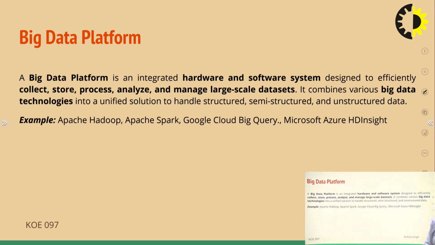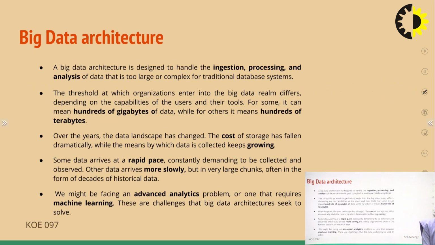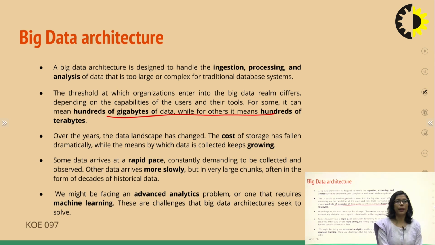It combines various big data technologies into a unified solution to handle structured, semi-structured and unstructured data. The examples are Apache Hadoop, Spark, Google Cloud BigQuery, Azure. All these are very important examples of big data platforms. Now, what is the big data architecture? It is the architecture of a big data platform. It should be able to ingest the data, process the data as well as analyze the data, right? So we can store hundreds of GBs to hundreds of TBs of data. We can store as much data as we require.